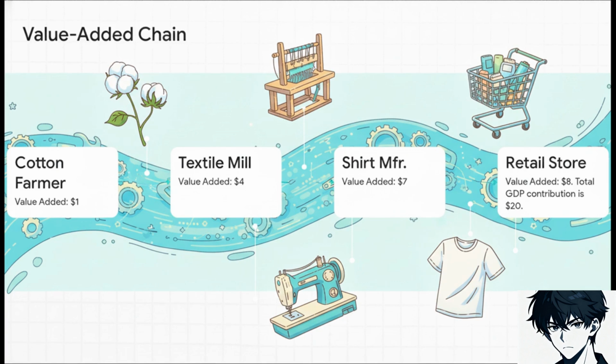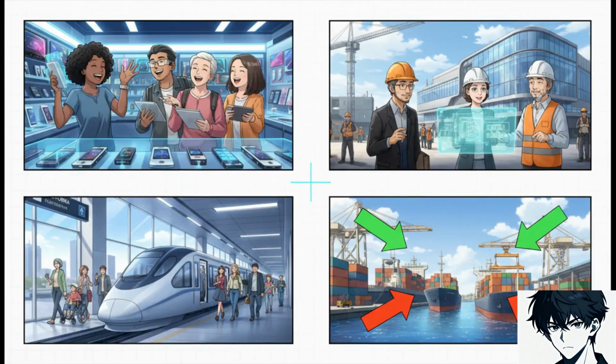So the farmer, they create $1 of value, growing the cotton. The mill turns that cotton into cloth, adding another $4 of value. The manufacturer makes the shirt, adding 7 more. And finally, the retail store gets it to you, adding the last $8 of value. So you add up all that new value, and what do you get? $20, exactly the price of the final shirt. Nothing counted twice.